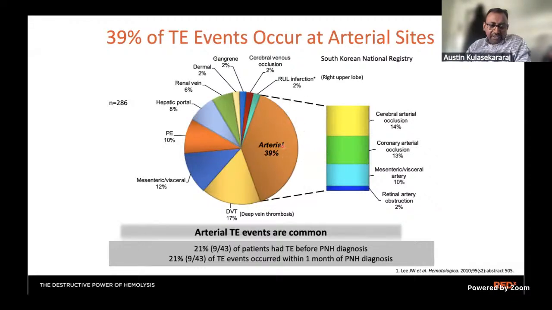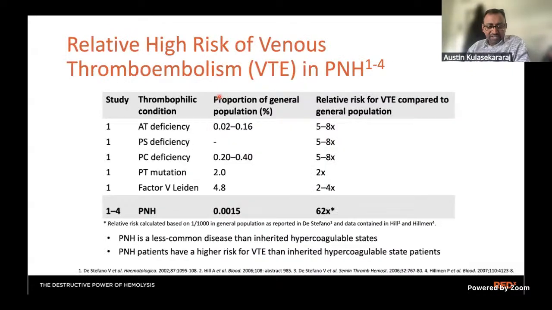We do see arterial thrombosis. This is the South Korean data, but I would say 20 to 30% of patients do have arterial thrombosis as well. I recently saw a chap with a coronary artery occlusion with pristine coronaries without any atherosclerosis and any type of thrombosis. Dermal vein thrombosis, that's also quite not an uncommon entity as well.